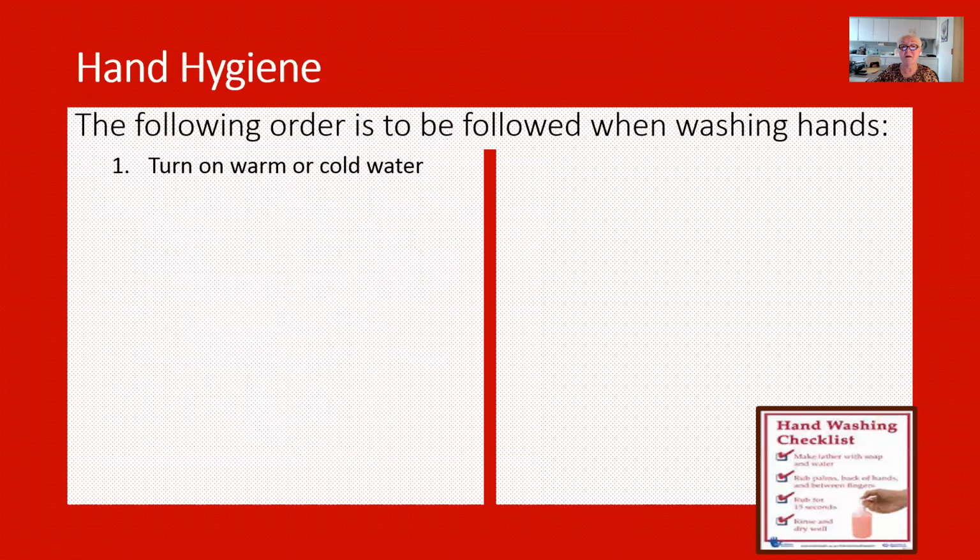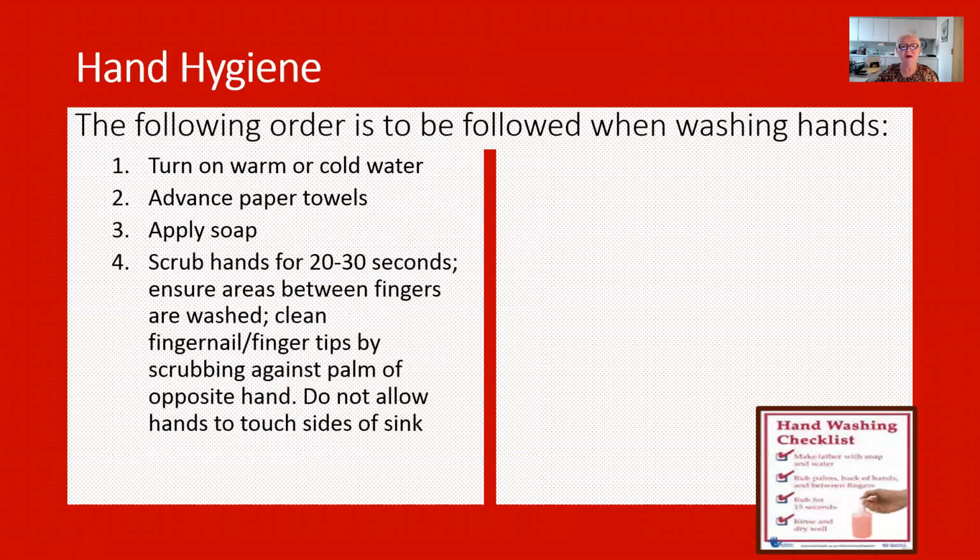When washing your hands, you need to do this in the following order. Turn on warm or cold water. Advance the paper towels. Apply soap. Scrub hands for 20 to 30 seconds. Like if you were singing the ABCs song, that would be about 20 to 30 seconds. Ensure areas between fingers are washed. Clean fingertips by scrubbing against palm of opposite hand. This causes friction, so it helps to remove any bacteria.